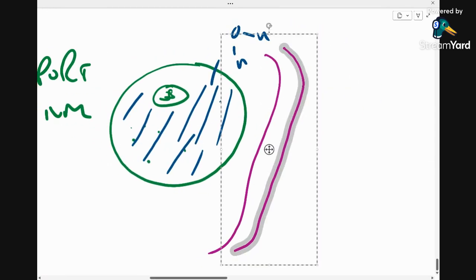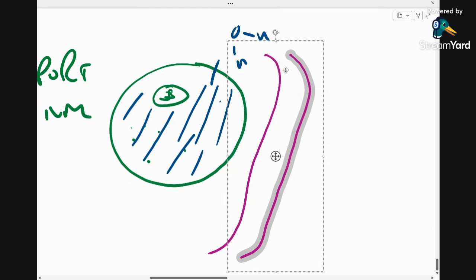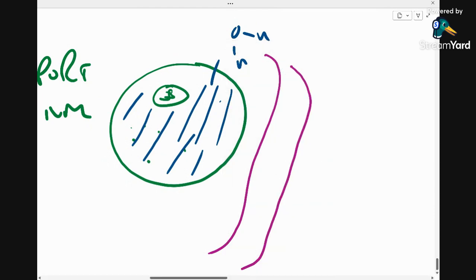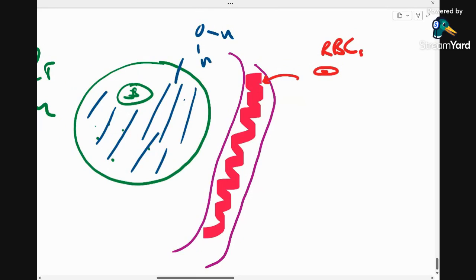So in pink here, if I do blood in red, what's happening? The red bit of your blood, going back to GCSE, hopefully you remember, is your red blood cells, your erythrocytes, your RBCs. And the watery substance that the red blood cells sit in is called the plasma.